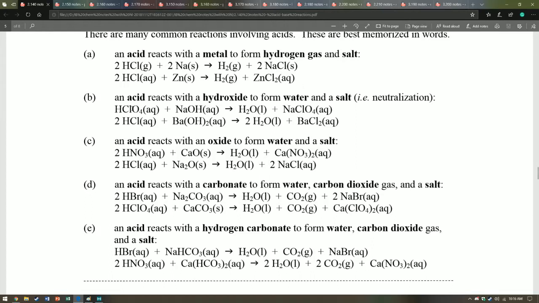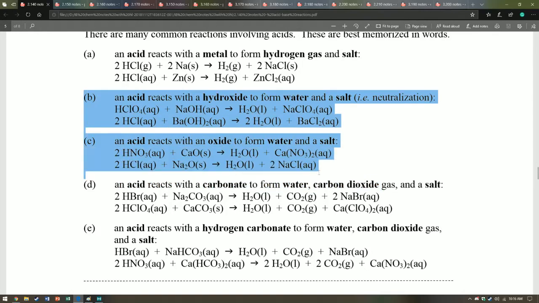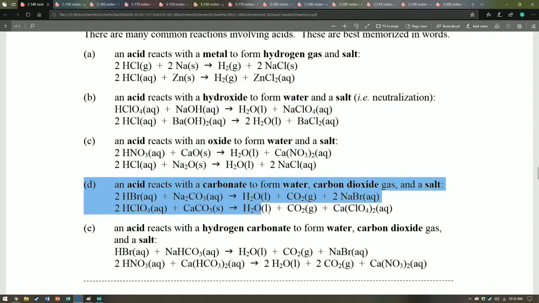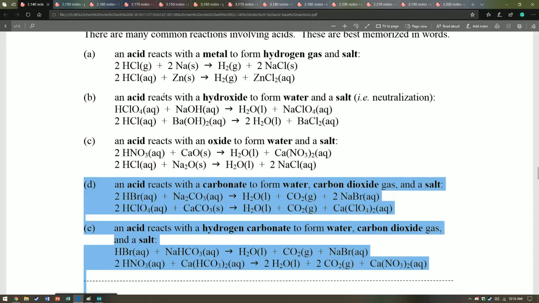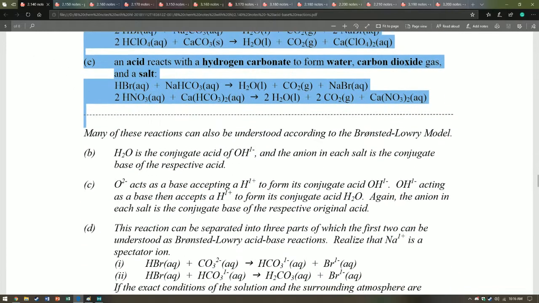So you essentially reduce your memorizing from 5 to 2 if you group things together. Like if you group this together as acid and base, if you group this together as acid and carbonate, that reduces your work by quite a lot.